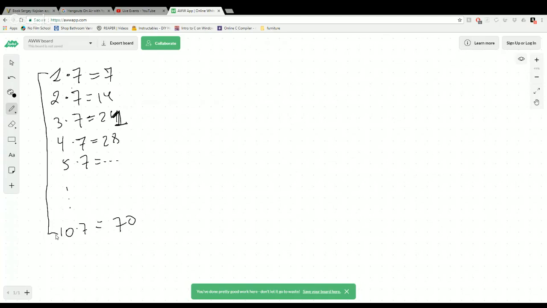Find the 10 smallest positive multiples of 10. So it's the same procedure, right? 1 times 10, 2 times 10, all the way to 10 times 10. Find the 5 smallest positive multiples of 13. So we do 1 times 13, 2 times 13, 3 times 13, 4 times 13, 5 times 13. There they are, 5 smallest positive multiples.